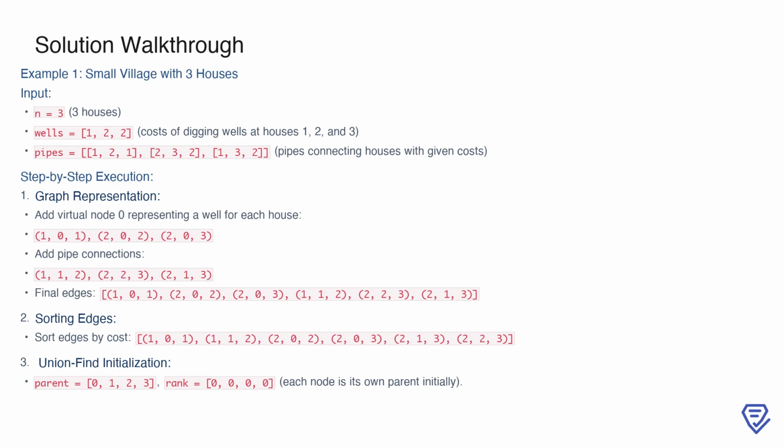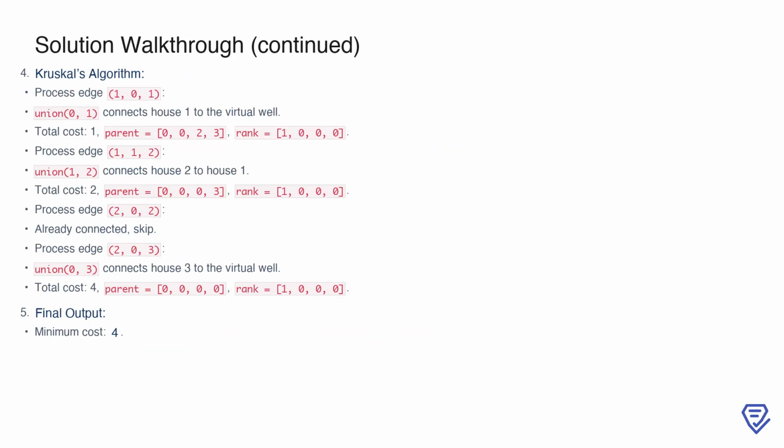To prepare for Kruskal's algorithm, we sort these edges by cost, yielding 1, 0, 1, 1, 1, 2, 2, 0, 2, 2, 0, 3, 2, 1, 3, 2, 2, 3. Finally, we initialize the union-find data structure with each node as its own parent and rank set to 0. Now, we apply Kruskal's algorithm to find the minimum spanning tree for the graph.